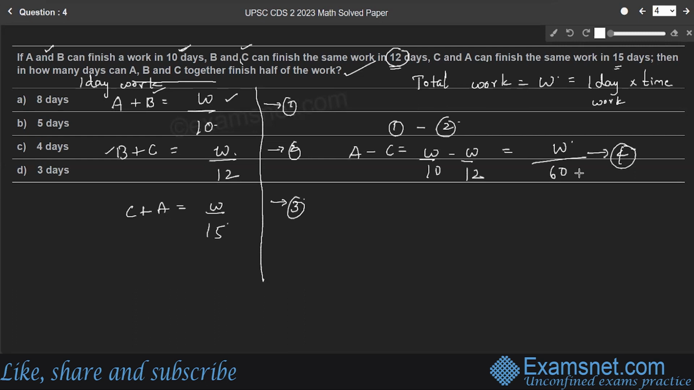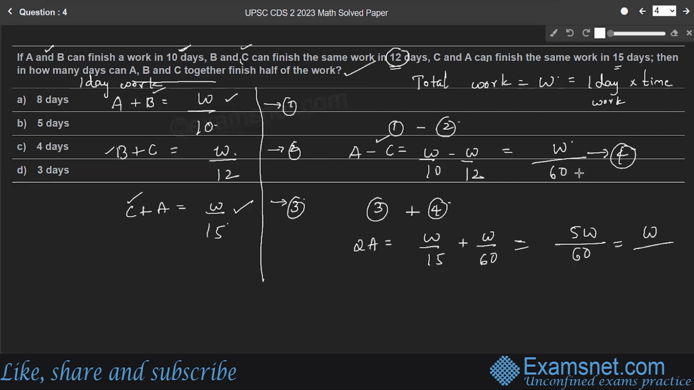Whereas A plus C is W by 15, which is already given. Now we'll consider equation 3 plus 4. C and minus C will get cancelled. So we have 2A is equal to W by 15 plus W by 60. Since LCM is 60, the numerator becomes 4W plus W, which is 5W, so W by 60 into 5, which is W by 12. 2A is W by 12, therefore A is W by 24.